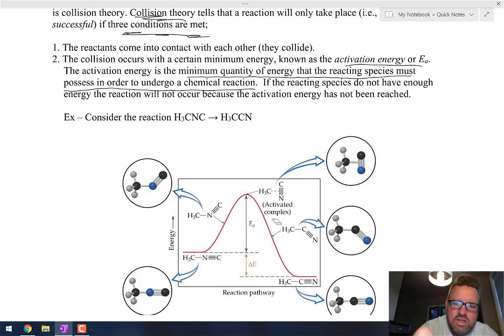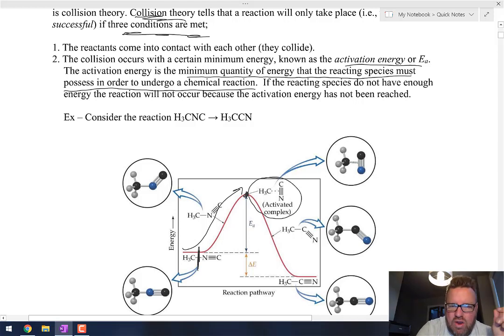So again, at this point right here, we're at the top. This molecule does have enough energy to break that bond between, in this case, the carbon and the nitrogen. That has to break. And now we're kind of in between the reactants and the products.